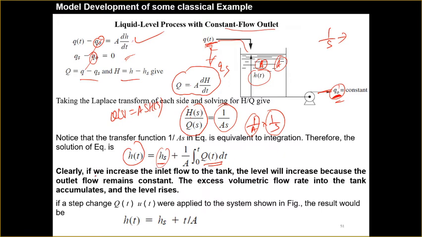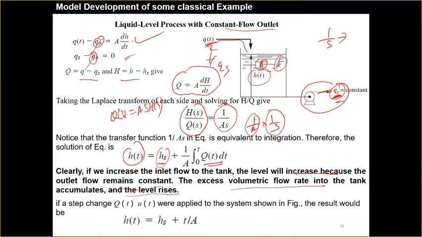So clearly, if we increase the inlet flow to the tank, what is the interpretation of this equation? What does integration mean? The level will increase because the outlet flow remains constant. So what will happen here is that the level will increase. The excess volumetric flow rate into the tank accumulates and the level rises.